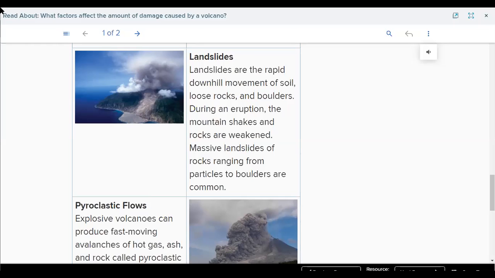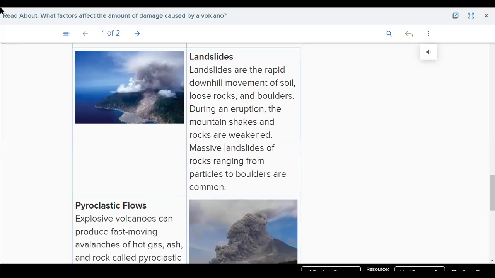Landslides. Landslides are the rapid downhill movement of soil, loose rocks, and boulders. During an eruption, the mountain shakes and rocks are weakened. Massive landslides of rocks ranging from particles to boulders are common.